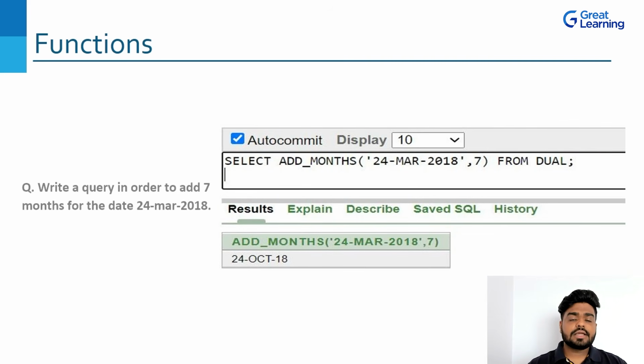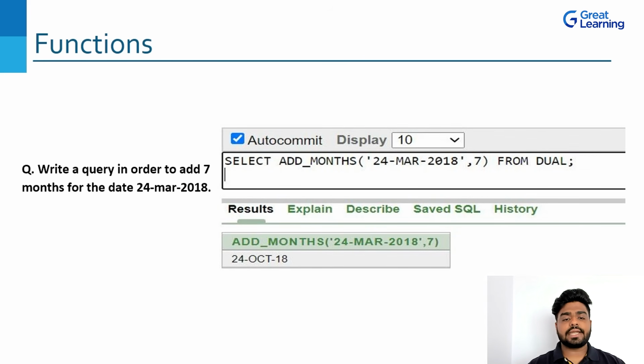In the same manner, if you want to add some months to a date, say 7 months to the date 24th March, you will write it like this: ADD_MONTHS, 24th March 2018, and I want to add 7 months to it. It will become 24th October 2018, right?